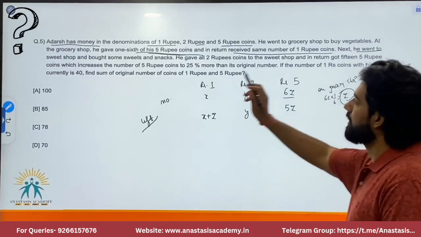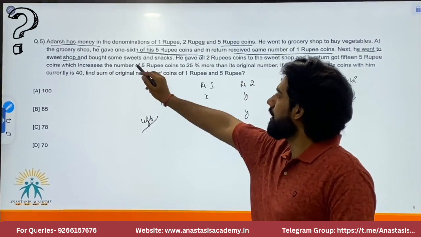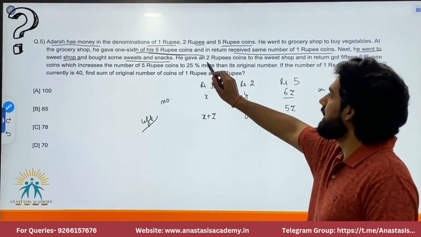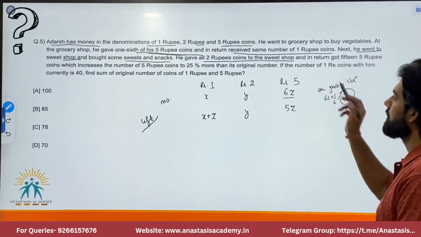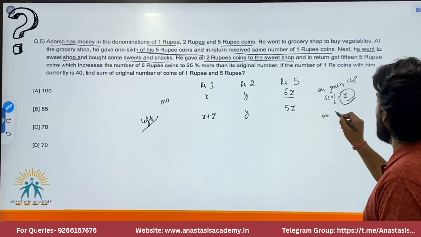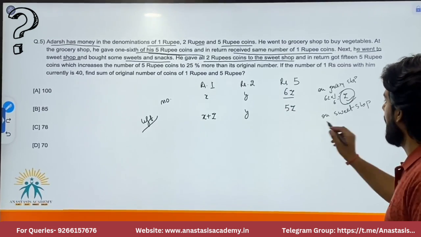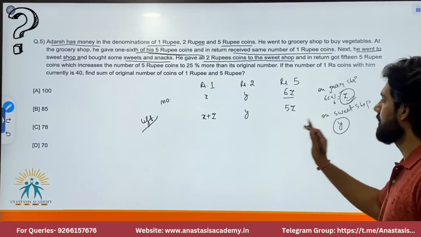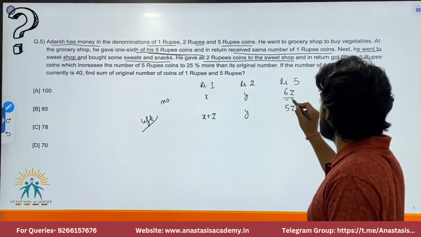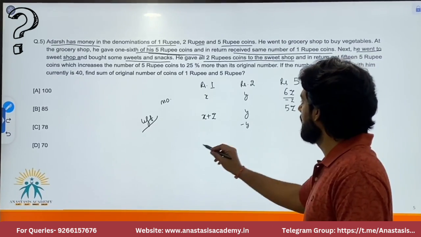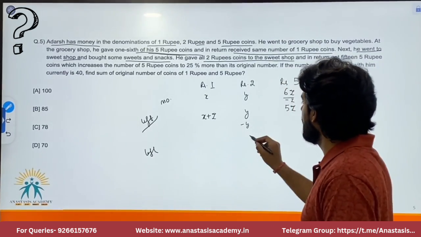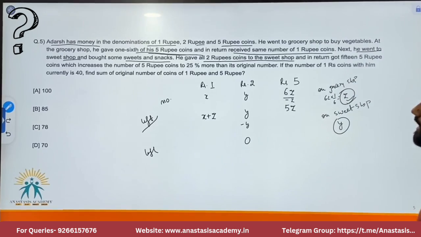Next, he went to a sweet shop and bought some sweets and snacks. He gave all 2 rupee coins to the sweet shop. So at the sweet shop, he gave how many? All the 2 rupee coins. So how many coins are left now? 0 coins of 2 rupees are left.